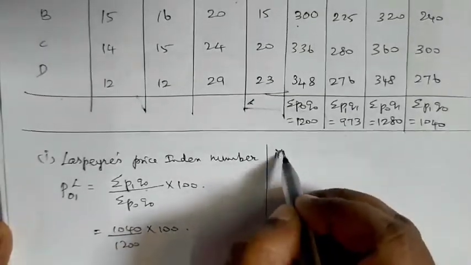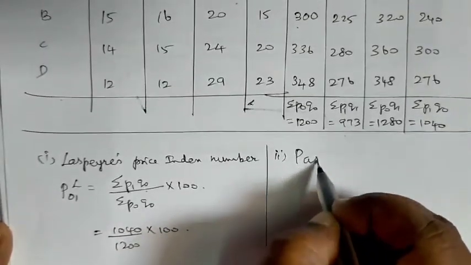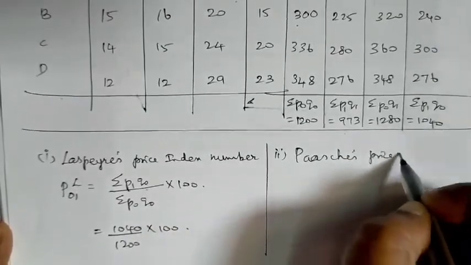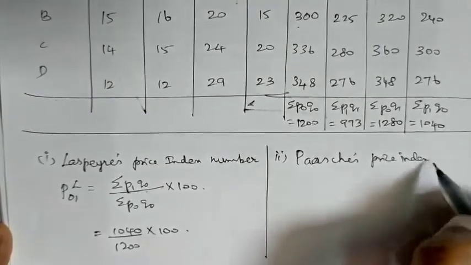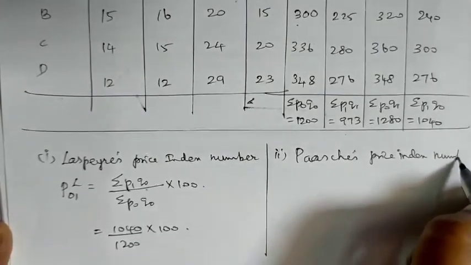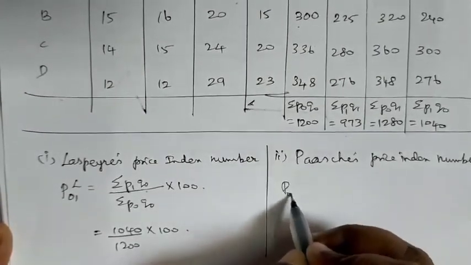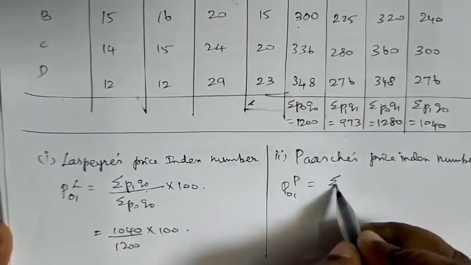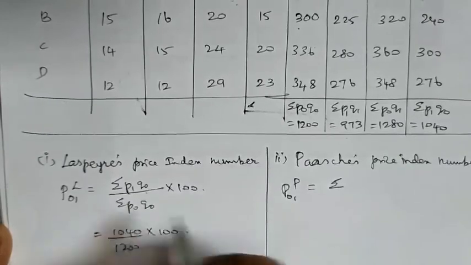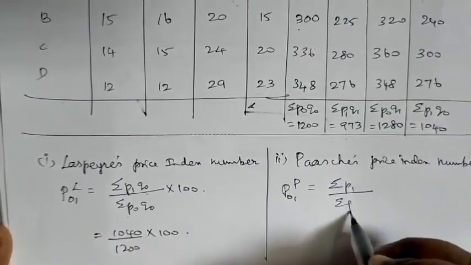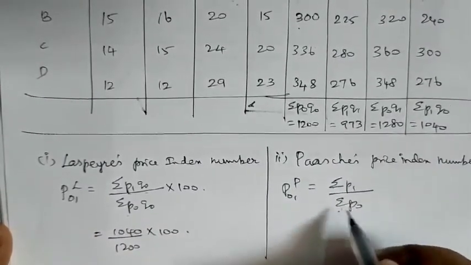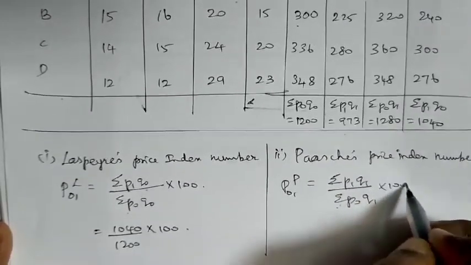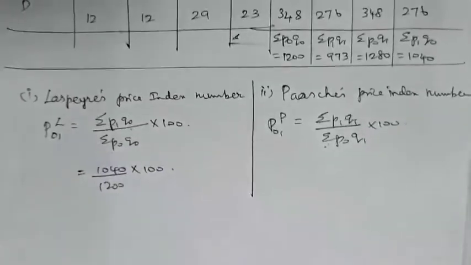Similarly, subdivision 2 also you are going to find, that is Paasche's method, Paasche's price index number. Notation is P01 P. Okay, and here the formula I told you, this shortcut: P1 by P0 will come as it is. Don't forget to write the summation. Okay, Q0 I told you to make it as Q1, into 100. Is it not? This is the shortcut to learn the formula.